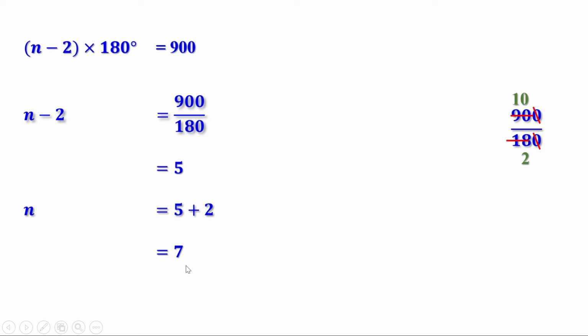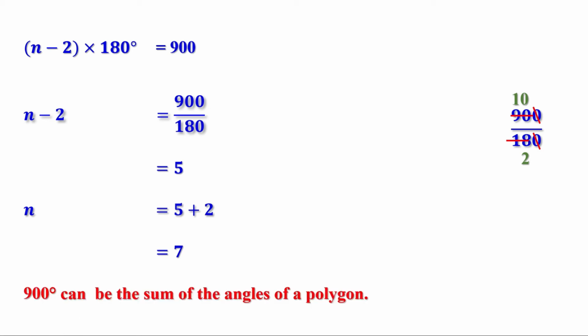Not only that, it is more than 3. We know n must be a natural number greater than or equal to 3. Since 7 is a natural number and it is greater than 3, we can say that 900 can be the sum of the angles of a polygon. More clearly, we can say that 900 is the sum of the angles of a polygon of 7 sides.